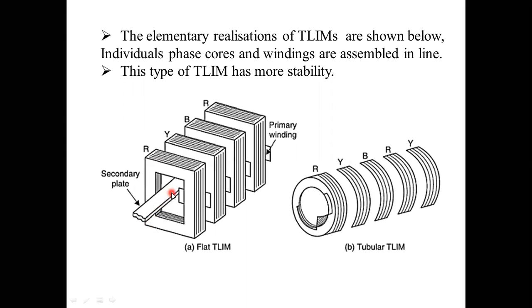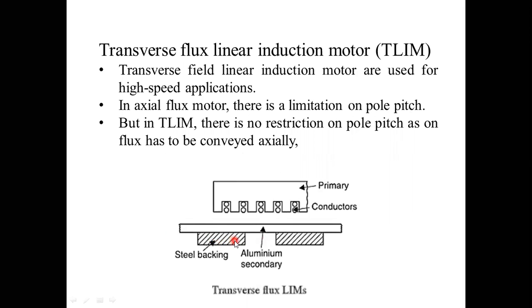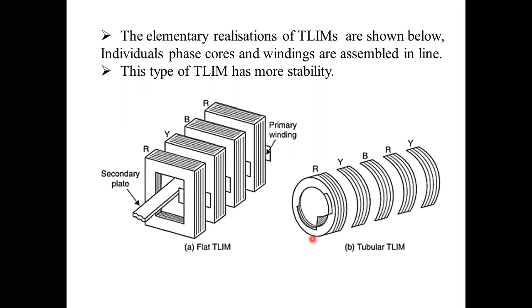The purpose of using this steel backing is to reduce the reluctance of the magnetic core of the circuit. And these arrangements have a single slot per phase, and the successive cores must be separated by a minimum distance to avoid axial thrust produced by strong axial flux distribution. How the axial thrust arises with respect to the flux distribution we will observe in the next slides.